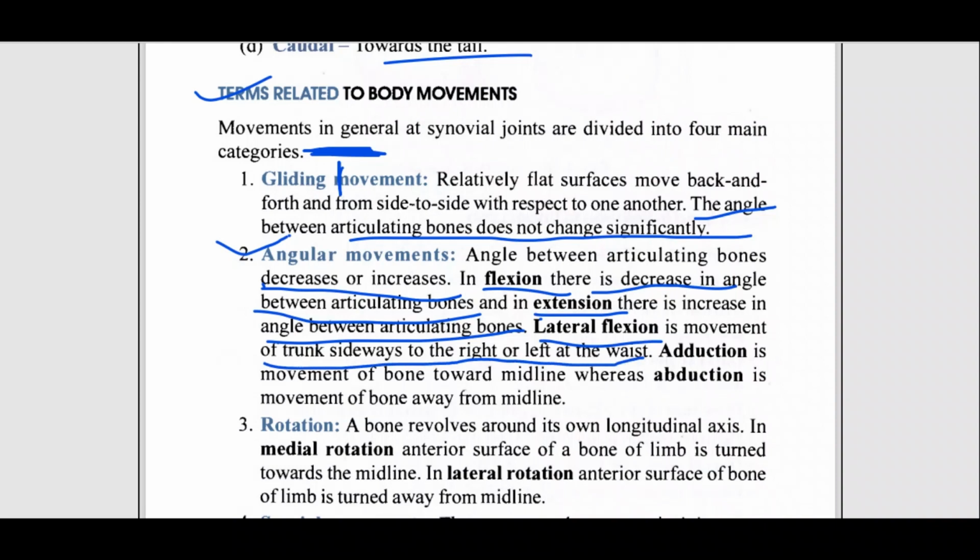Now, coming towards lateral flexion, it is the movement of trunk sideways to right or left at the waist. Lateral flexion is the movement of body parts away from the midline.